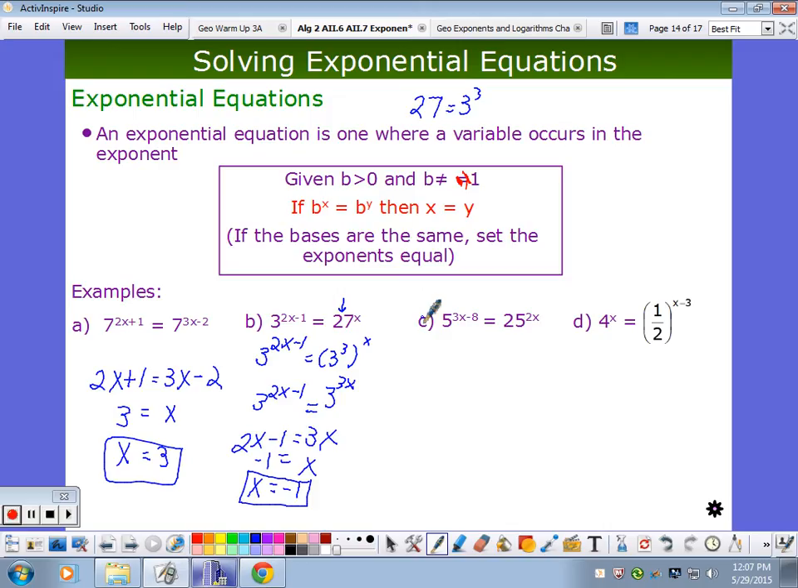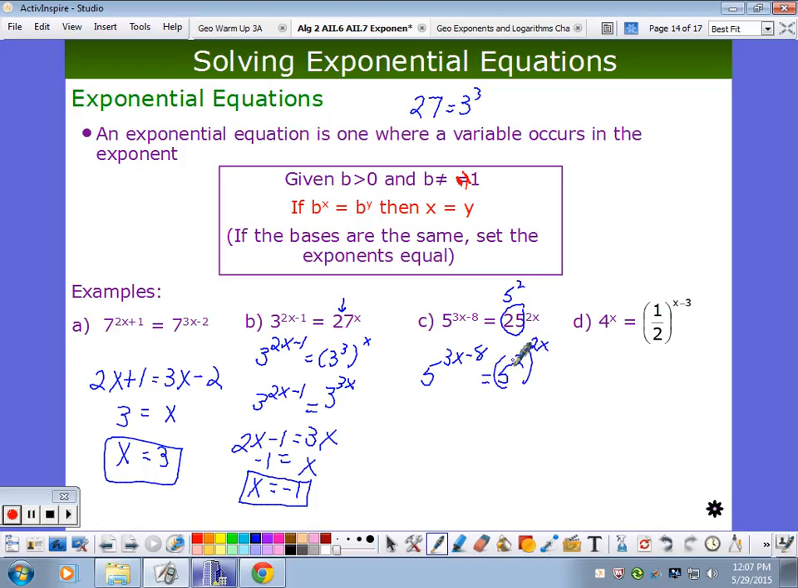All right, now that we have that thought, when I look at C, what can I do here? It's really helpful to have the same base. So, Rachel, what do you think? Make the 25, 5 squared. Yeah, let's make that substitution, because 25 is 5 squared. So that becomes 3x minus 8, right? That's the same. And this is 5 squared raised to the 2x power.